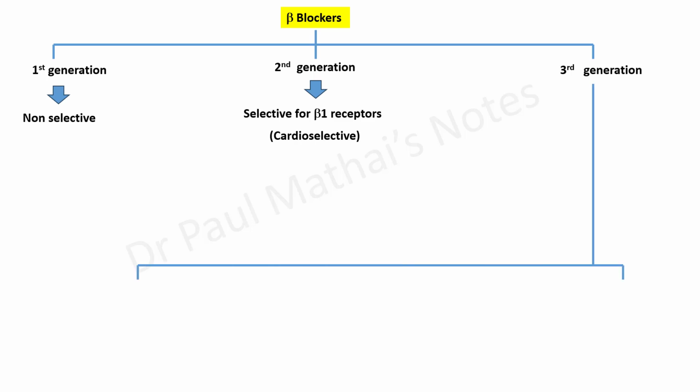Third generation beta blockers may be broadly classified into two: the non-selective third generation beta blockers and the selective third generation beta blockers. So these are again selective for beta 1 receptors, or cardioselective.